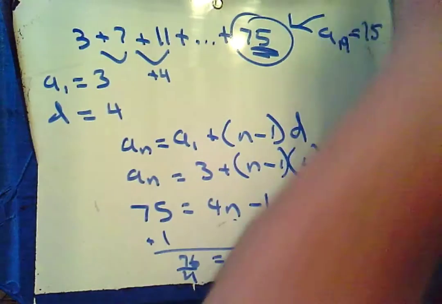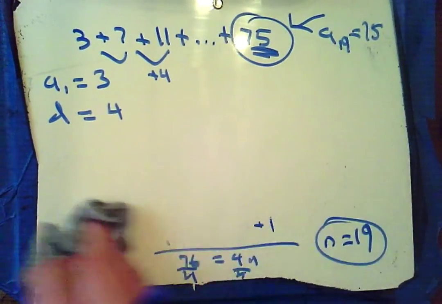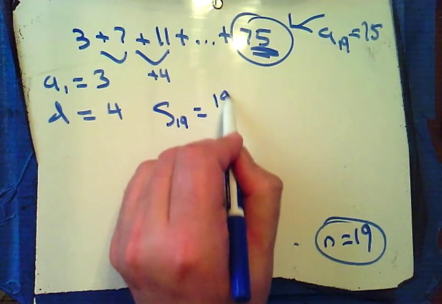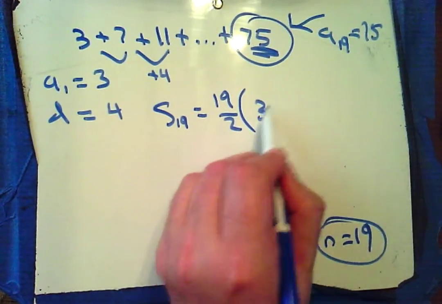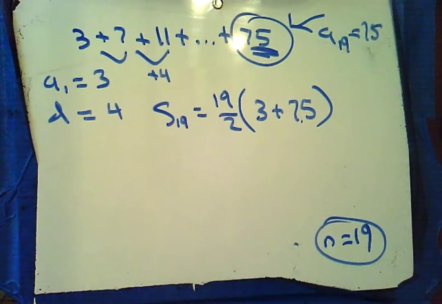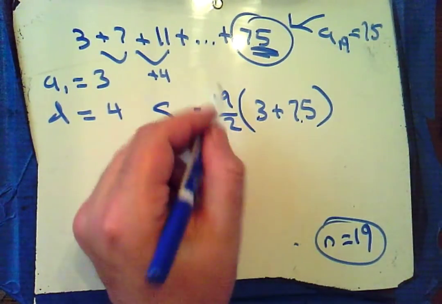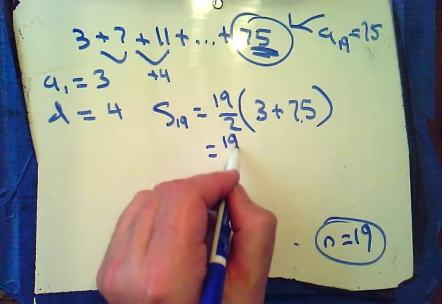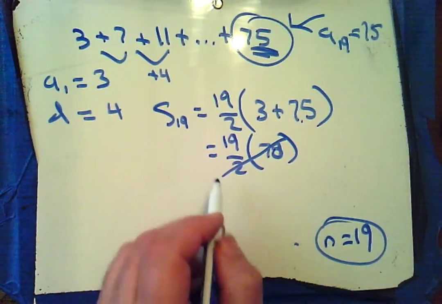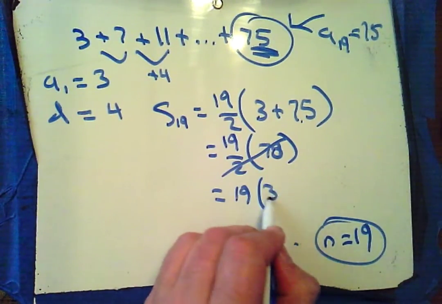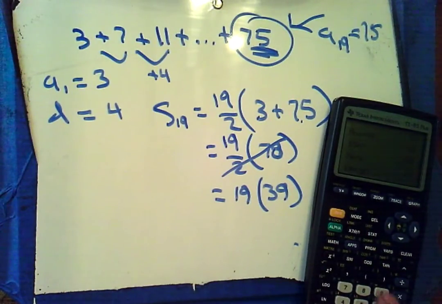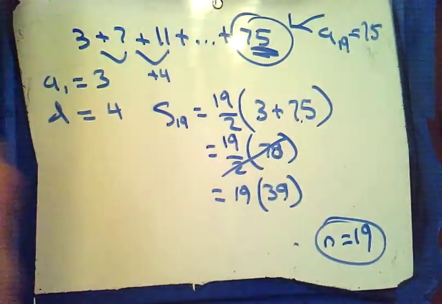That's good. And I think we know everything that we need to know in order to find S sub 19. It's 19 over 2, 3 plus 75. That's a sub 1, that's a sub 19. So we've got 19 times 39. Well, 19 times 39, and I get 741.